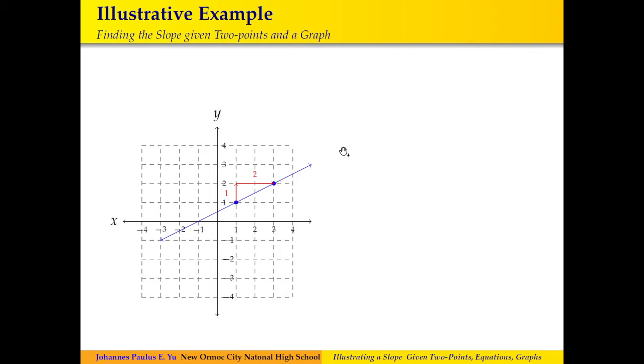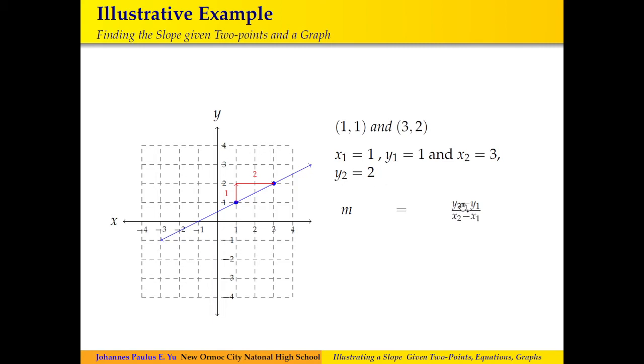Now, we compare this one with the previous way of finding the slope given two points. For the first point, we have 1 for the value of x, and the value of y is also 1. And then for the second point, we have x is 3, comma, 2. Okay, yun. x sub 1 is 1, y sub 1 is 1, and x sub 2 is 3, y sub 2 is 2. So for the formula, we have y sub 2 minus y sub 1 all over x sub 2 minus x sub 1.